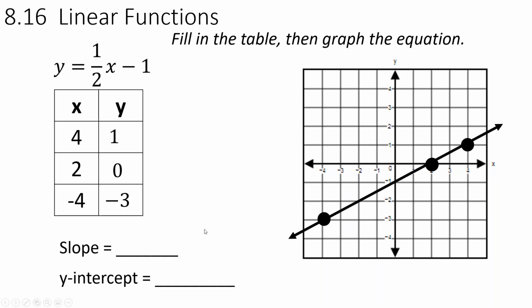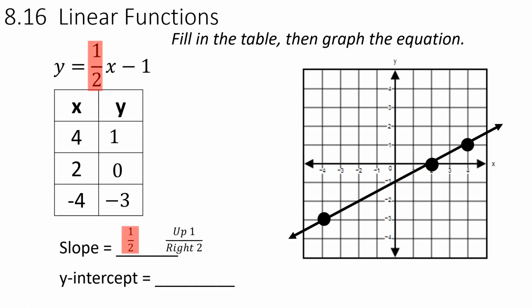The slope is going to be up 1, right 2, no matter where you go from one point to the next. Up 1, right 2, up 1, right 2. So that means your slope is 1/2.